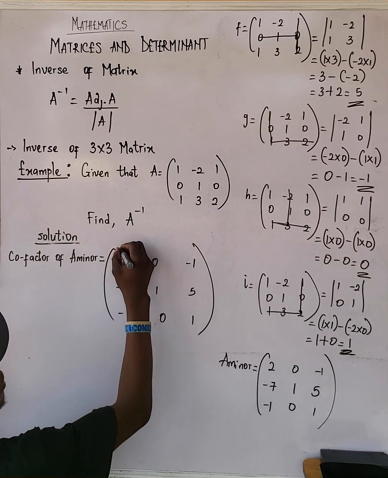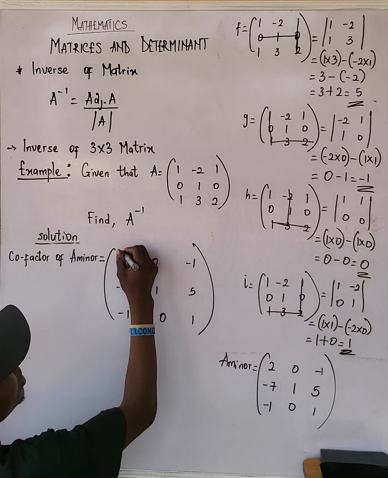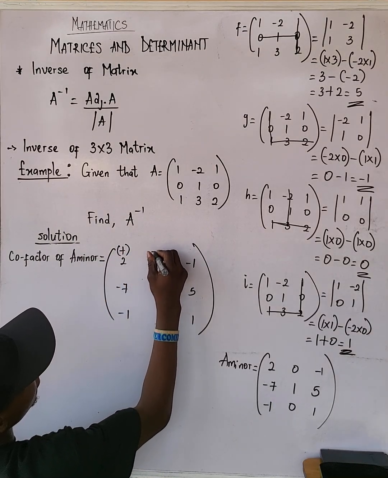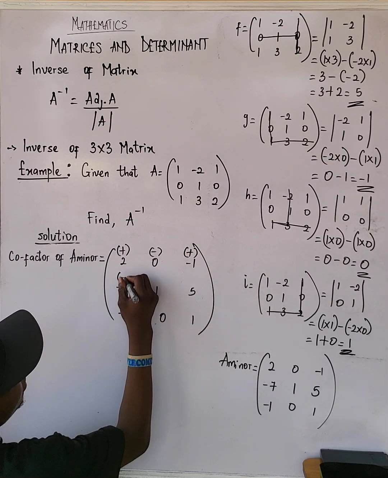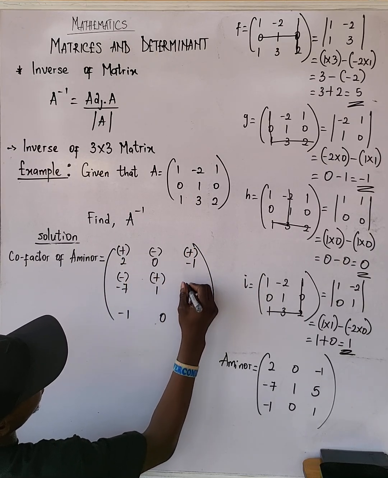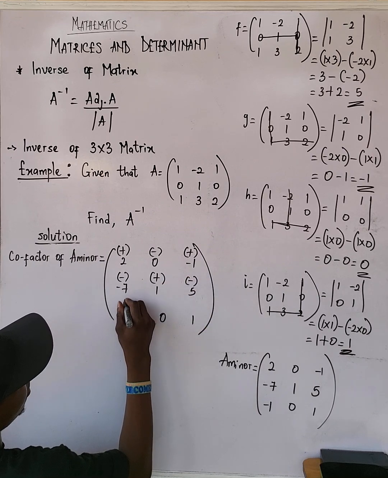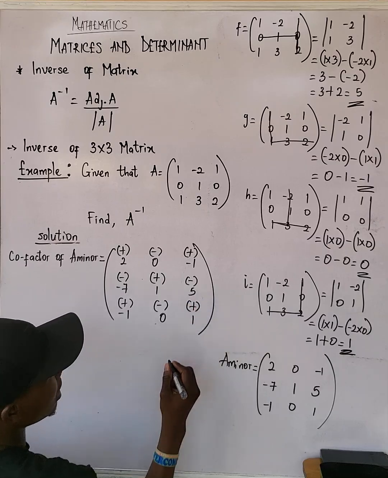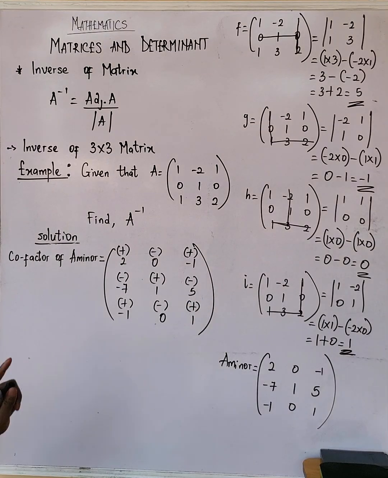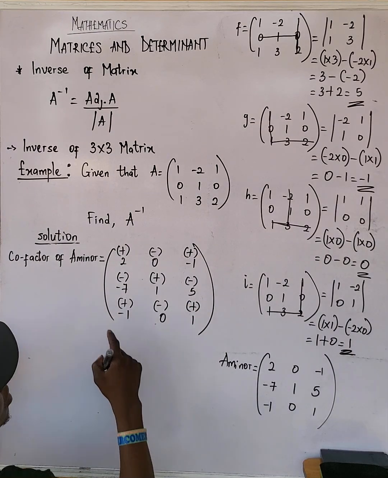So how do you get your cofactor? Don't forget, the cofactor of a 3 by 3 matrix is what? You say plus, minus, plus, minus, plus, minus, plus, minus, plus. So that's how you get the sign pattern for the cofactor of 3 by 3.